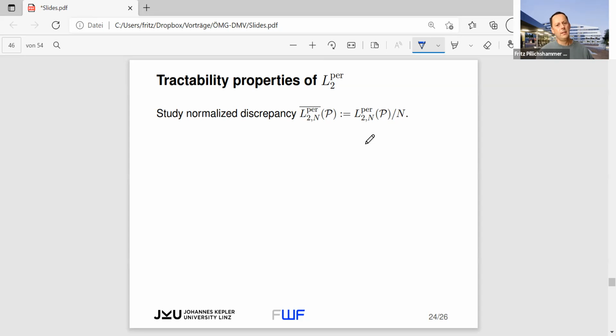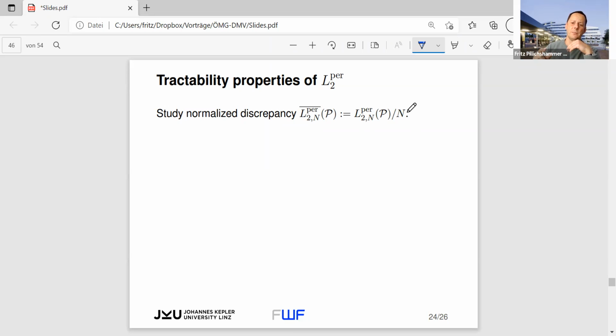I study now the normalized discrepancy, where we normalize by n, the number of points. And from our results in discrepancy theory for the normalized discrepancy, we are interested in sequences or point sets such that the normalized discrepancy goes to zero very fast. And we have, in many cases, optimal results in an asymptotic sense when the number of points goes to infinity for a fixed dimension.